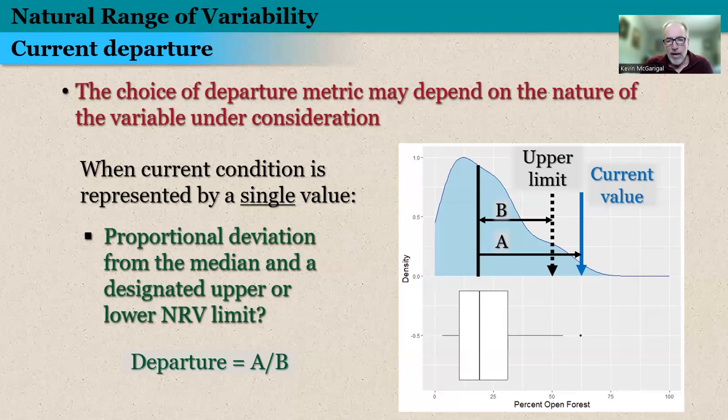So if the current value was equal to the upper limit, we'd get a value of 1. If it was less than 1, it means the current value is within that NRV limit. And if the value is greater than 1, it means it's outside that upper limit. And if it's a value of 2, it means it's twice the distance from the median as the upper limit. So the departure is represented as a continuum.